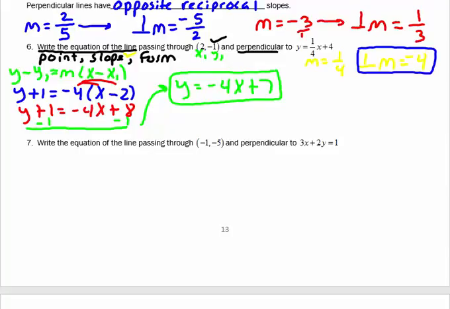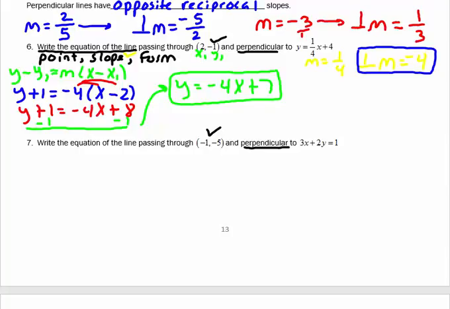Number 7. Write the equation of a line passing through (-1, -5) and perpendicular to 3x plus 2y equaling 1. So going through the list, do we have a point? Yes. Do we have a slope? Not yet. Do we have the form? Definitely. So how do I find the slope of this line and find the perpendicular slope?